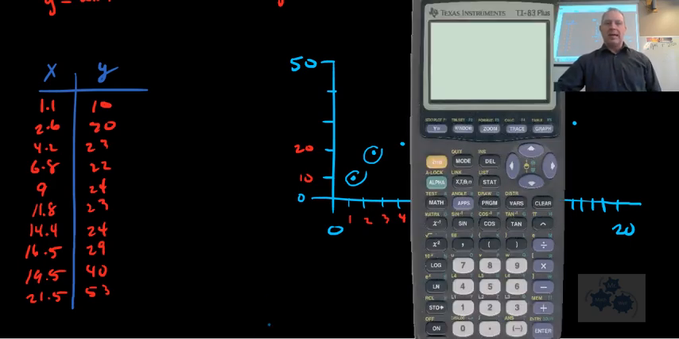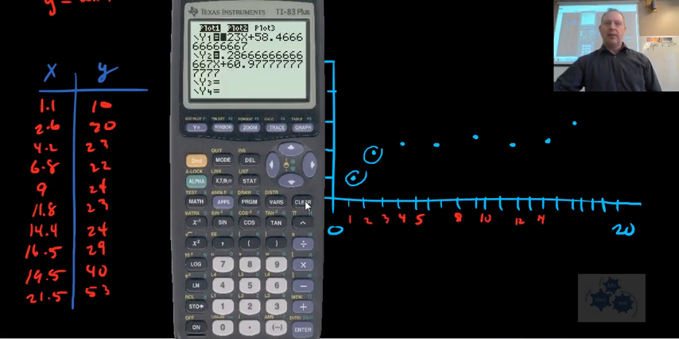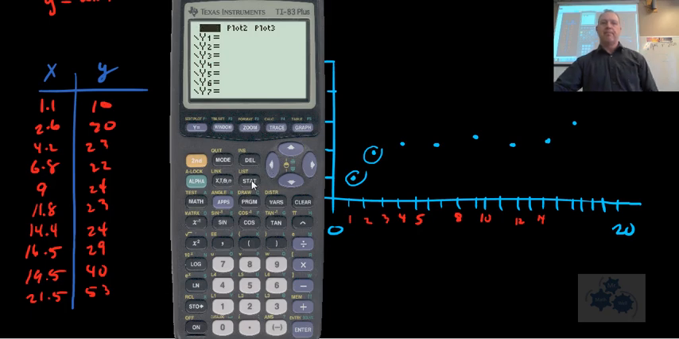Okay, so once again, back to the calculator. All right, so we turn it on. Let's clear the functions that we have in the Y equals. And if you have Plot 2 on for some reason, let's turn that off and just keep Plot 1 on.